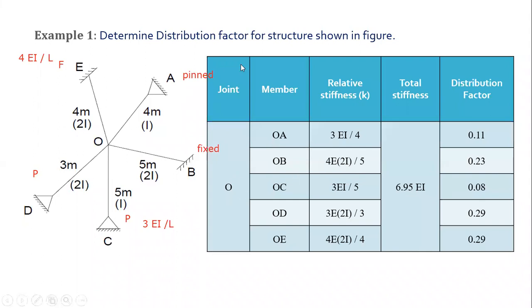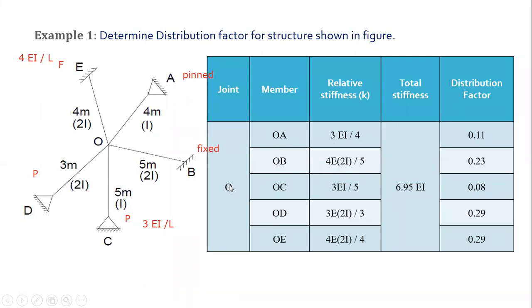First of all, I am simply going to write down the stiffness of each and every member. I need to make a table like this. At first, I will write the joint at which all the members are meeting. All the members are meeting at joint O, so I will write joint O. There are 5 members, so I will label each of them. Now we write the relative stiffness. As far as OA is concerned, the far end is pinned, so the formula will be 3EI by L. The length is 4, so it will be 3EI by 4.